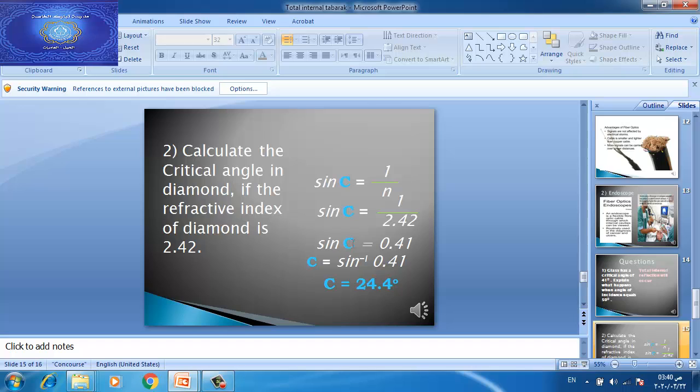To calculate C, we will take the inverse sine of 0.41. We can do the inverse sine by calculator: shift sine gives you the inverse sine. So the critical angle will equal 24.4 degrees.